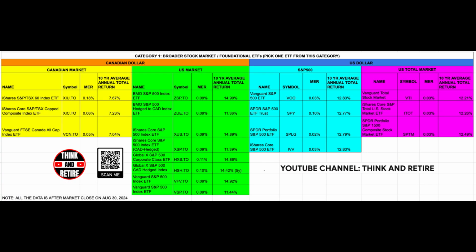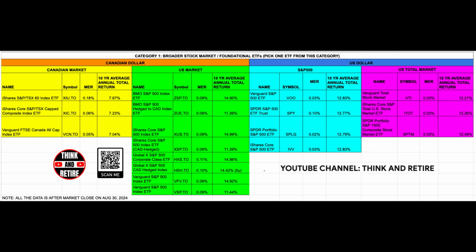So as I mentioned before, in this table I have divided the information into three broad categories. Category number one is the foundation or the broader stock market. And I have divided that with the ETFs that are traded in US dollars on the right and Canadian dollars on the left. And on the Canadian dollar side, there are two columns. For the Canadian market, there are three ETFs: XIU, which basically tracks the TSX 60, and the total composite index tracked by XIC and VCN.